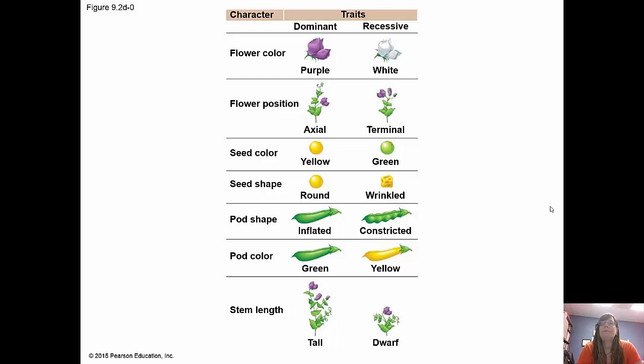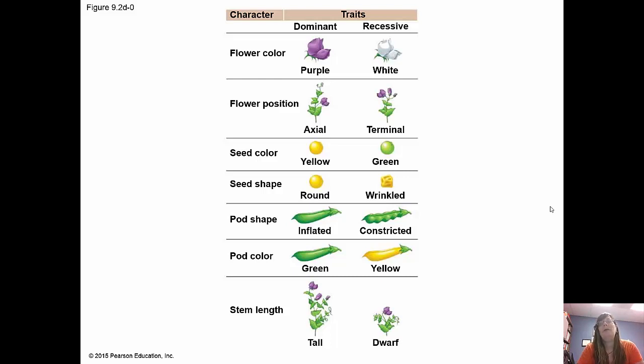So let's go with the flower color. Dominant is purple. We know that the recessive has to have two alleles in order to be present and show through. So all of those white flowers, their phenotype is white. Their genotype is going to be lowercase p, lowercase p, two recessive alleles. The purple flowers, that's the dominant phenotype, but the genotype could either be uppercase P, uppercase P, or uppercase P, lowercase p. So for the dominant phenotype to be expressed, you could have both dominant alleles or one dominant, one recessive allele.